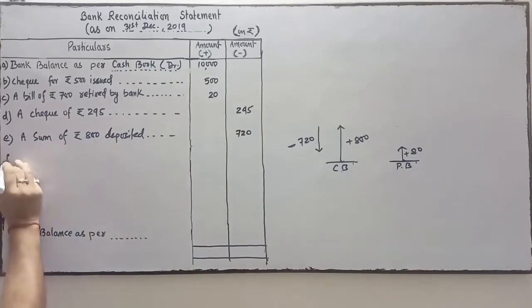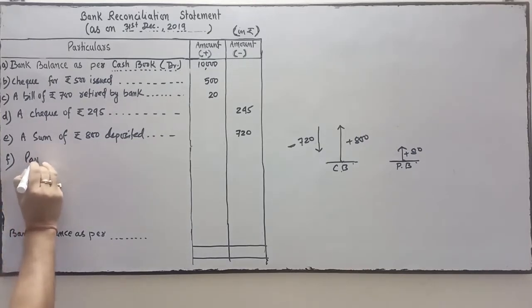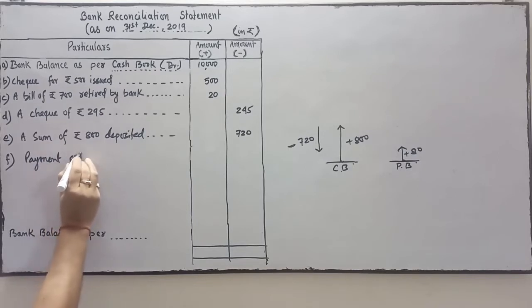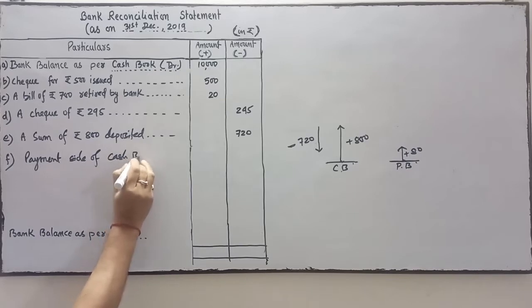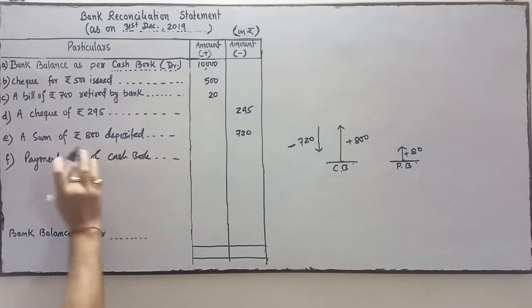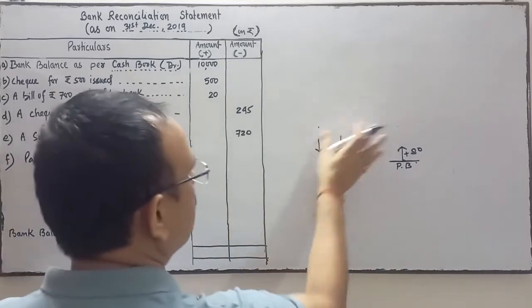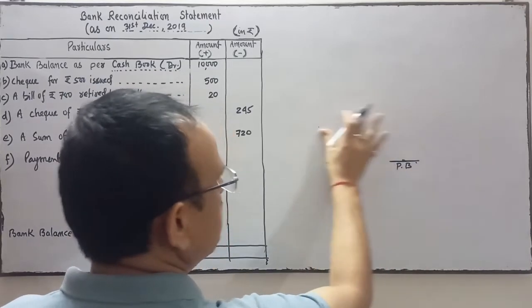Next is F. Payment side of cash book. Write the complete sentence. Payment side of cash book has been undercast. Payment side, your credit side, is undercast.